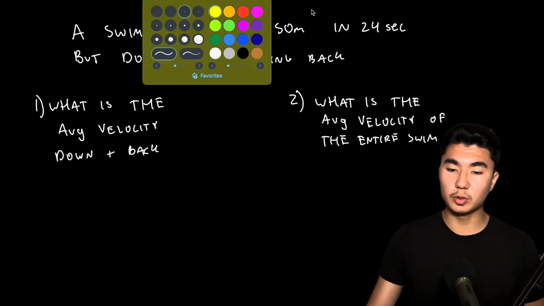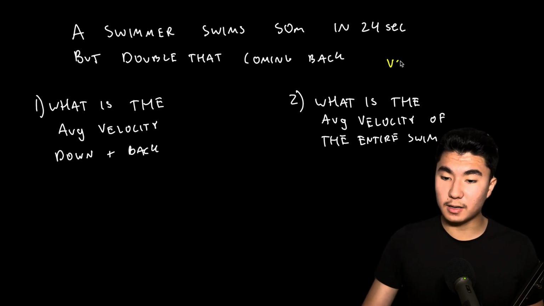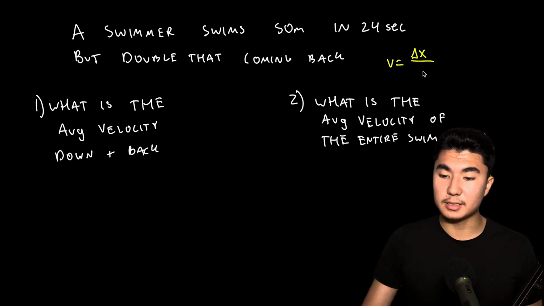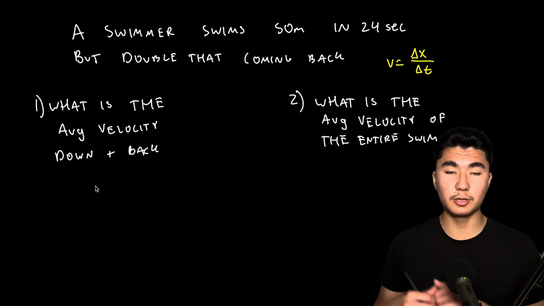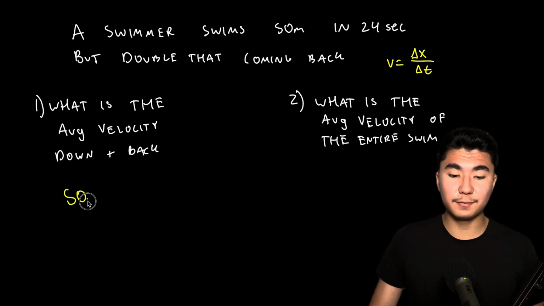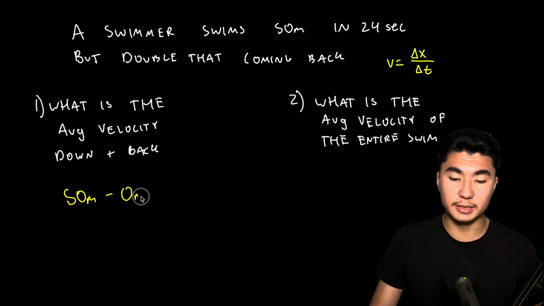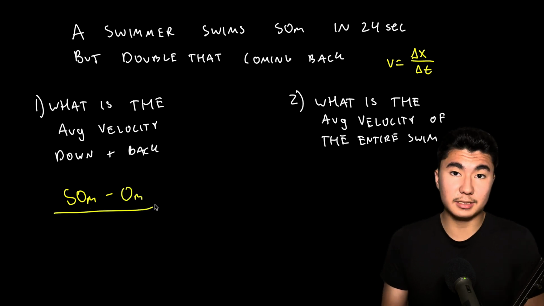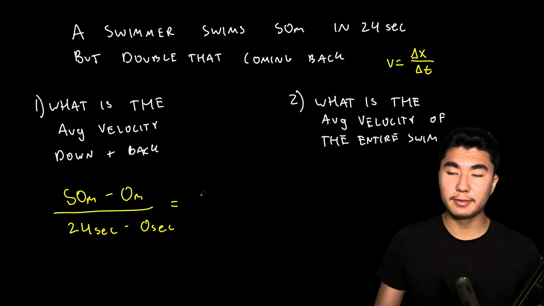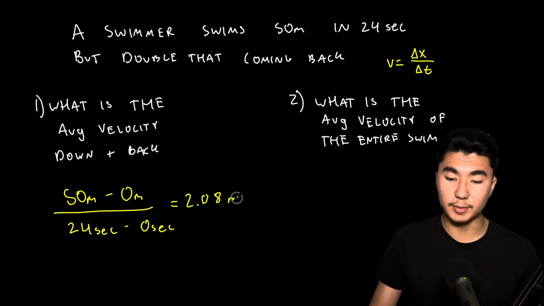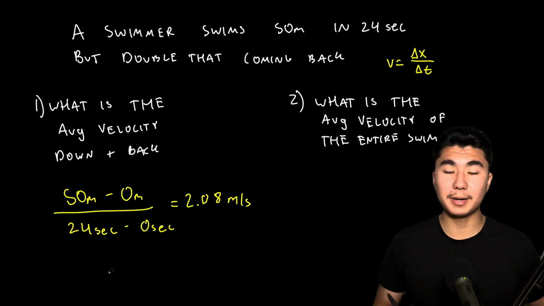Just as a refresher, we know that average velocity is displacement over change in time. So what's the average velocity going down? We finish at 50 meters and we started at 0 meters. We finish in 24 seconds and we started at 0 seconds. So this is going to equal 2.08 meters per second.